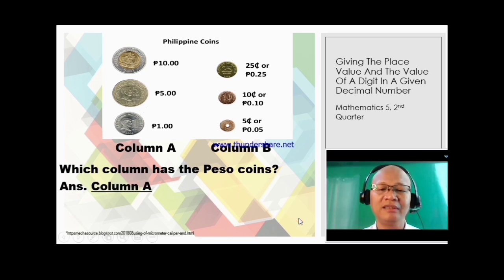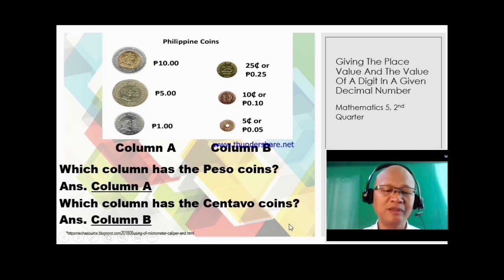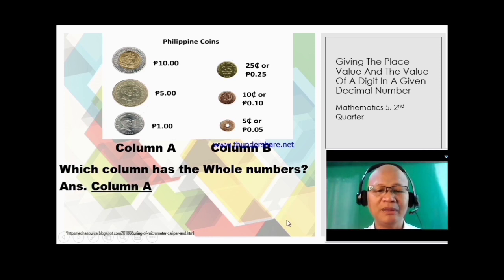Column A. Correct. Next question. Which column has the centavo coins? Correct. Good. Column B. Now, another question. Which column has the whole numbers? Who can guess? Which column has the whole numbers? Yes. Good, you got it. Column A has our whole numbers, which is the pesos column: 10 pesos, 5 pesos, and 1 peso. That is whole numbers.